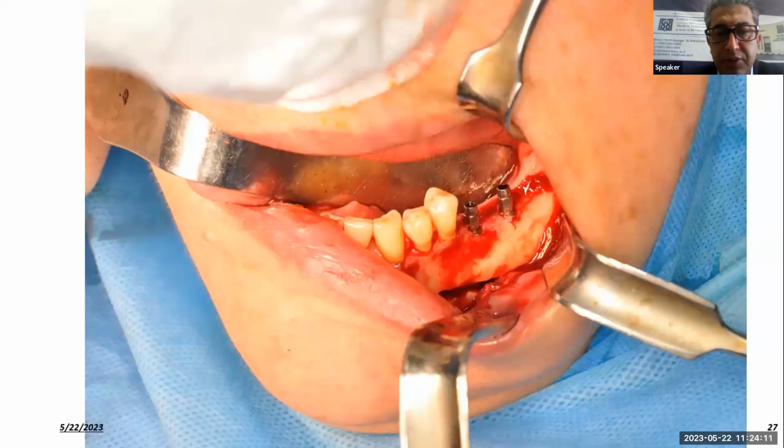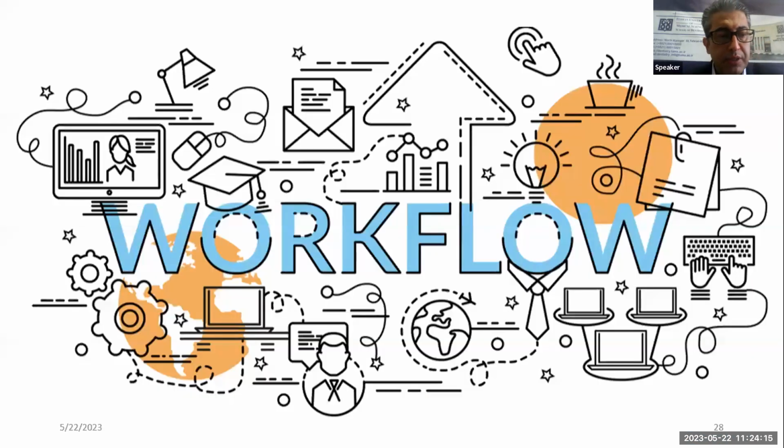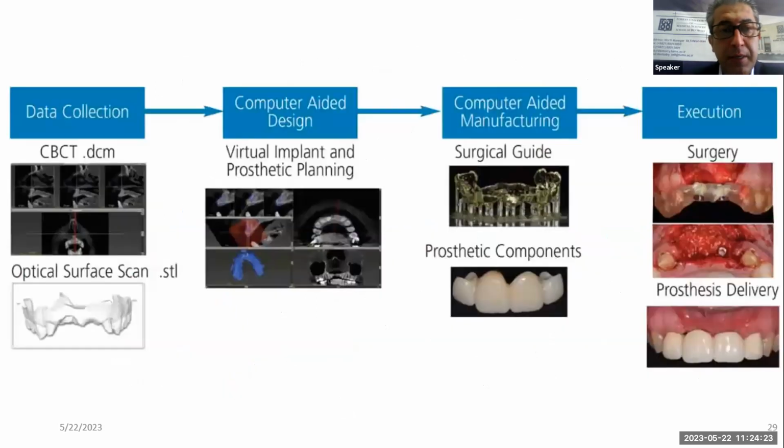The implants are inserted in the position we have. These are already in the software. Okay, let me show you something about the workflow of dental implant surgical guide creation. It has 4 stages: data collection, computer-aided design, computer-aided manufacturing, and finally delivering the product to the patient.